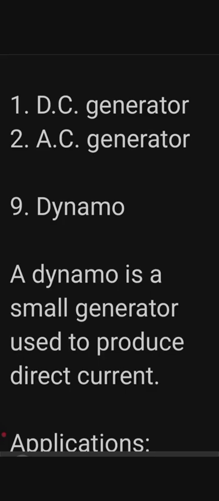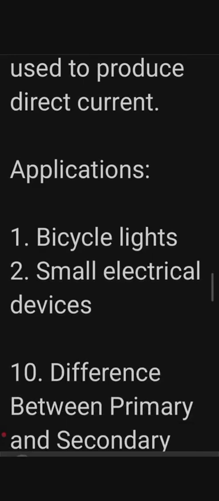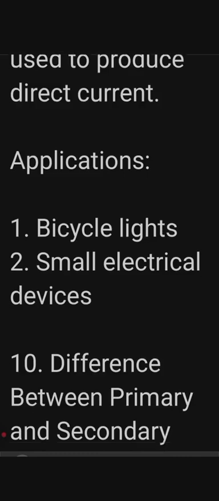Dynamo is another example of continuous electricity. A dynamo is a small generator that is used to produce direct current. Applications: it is sometimes used in bicycles and in small electrical devices.